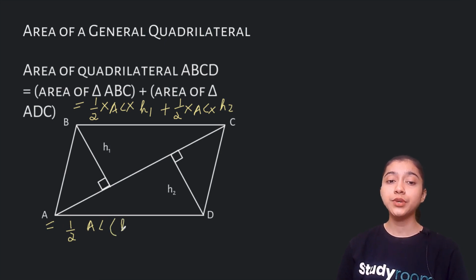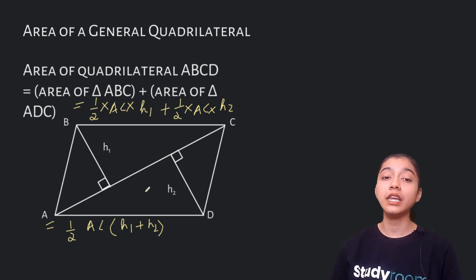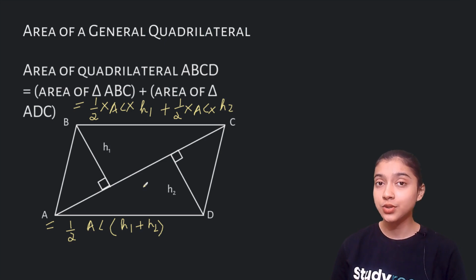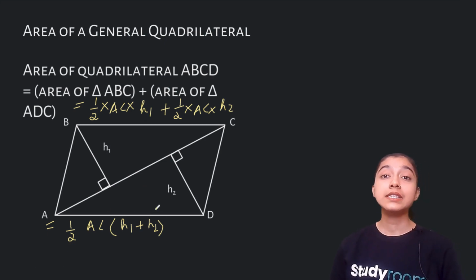So we'll be left with H1 plus H2. So from here we can conclude that in order to find the area of a quadrilateral, either we can separately find the area of these two triangles, or the other interesting thing we can do is that we can use this formula, that is half AC (H1 plus H2).